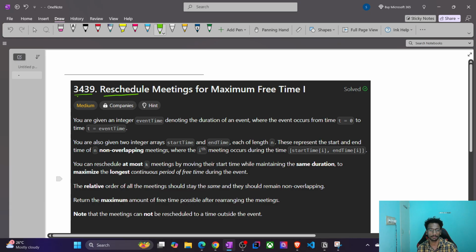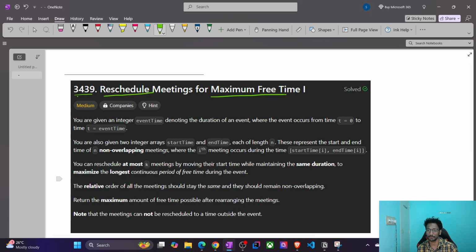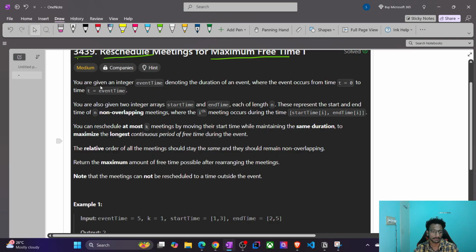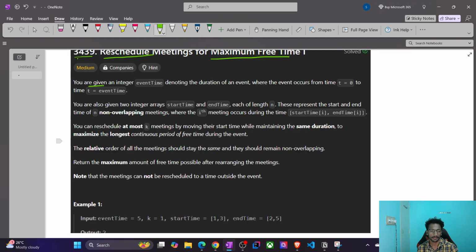LeetCode problem 3439, Reschedule Meetings for Maximum Free Time 1. The problem statement is that you are given an integer eventTime denoting the duration of an event. The event occurred from time 0 to eventTime. You are also given two integer arrays, startTime and endTime.